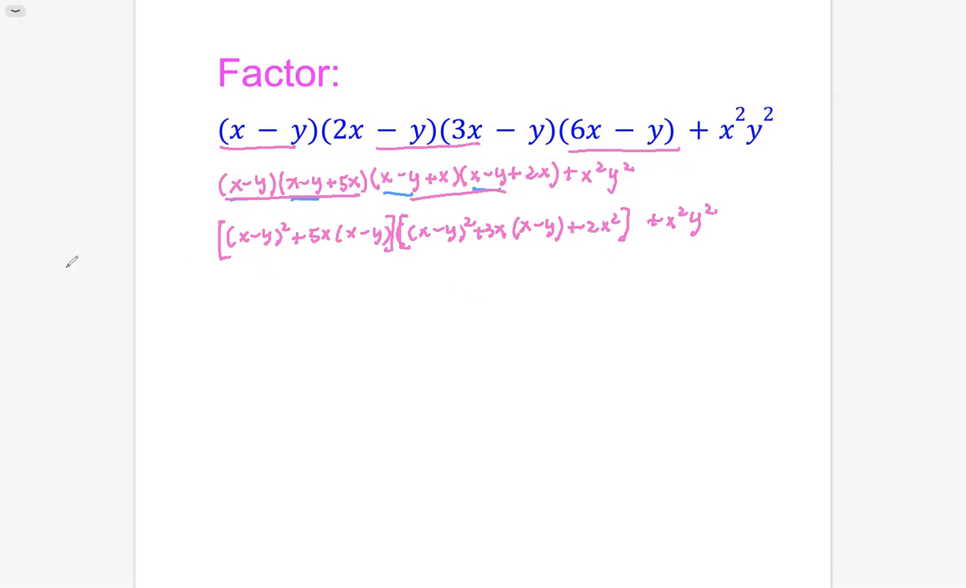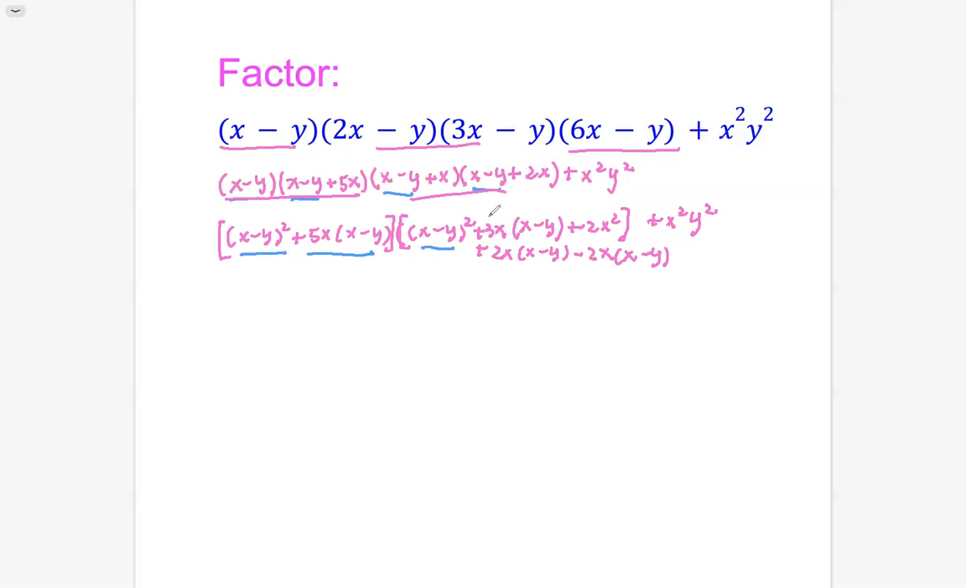So now let's compare this. Let me change my color to be blue. You see we have x minus y squared in common. Here we have 5x times x minus y. Here we have 3x times x minus y. Maybe somehow we want to manufacture, I'm going to use the same color, plus 2x times x minus y. We're just treating x minus y as one term. If we plus this term, we have to minus at the same time, right? Because we can only add 0 to the expression.